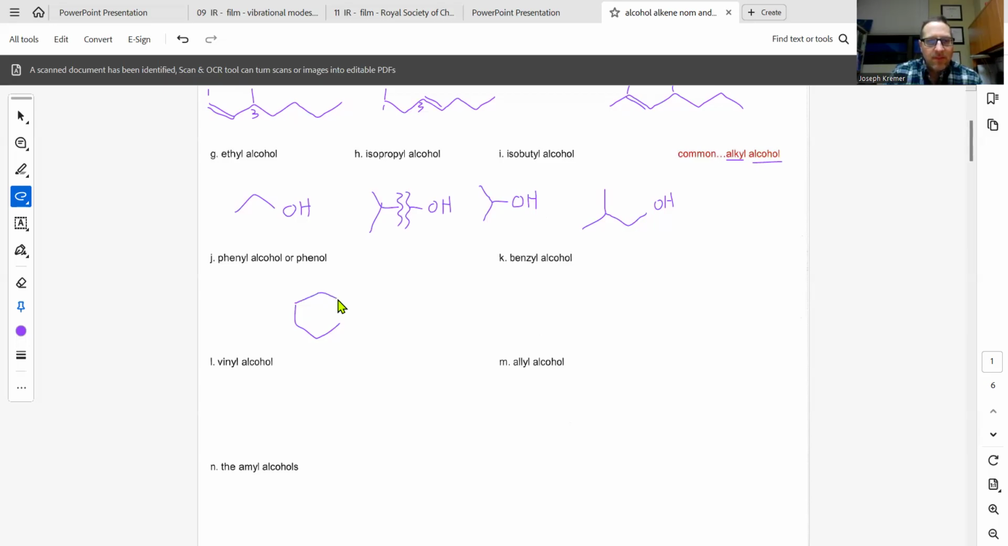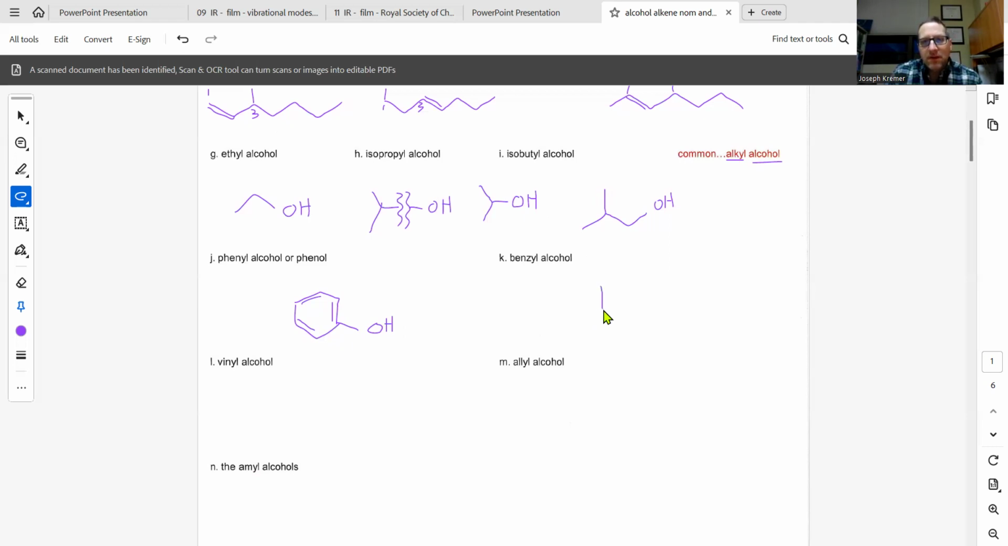We need a 6-membered ring with 3 double bonds. I repeat, because I misspoke, a 6-membered ring with 3 double bonds, off of which is an OH. This is phenyl alcohol or phenol.